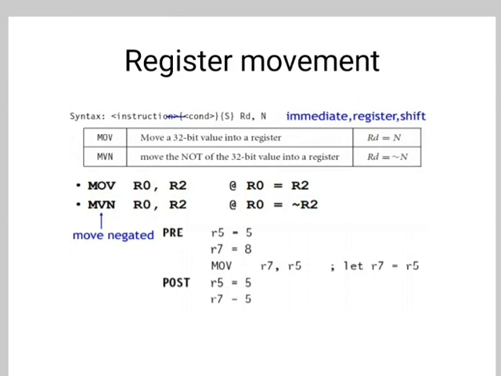They simply move the second operand to the destination. Consider MOV R0, R2. Here the second operand is R2 and it is moved to the register R0. The next is MVN R0, R2. So R0 is equal to NOT R2.